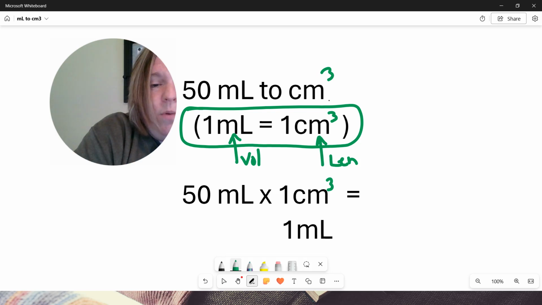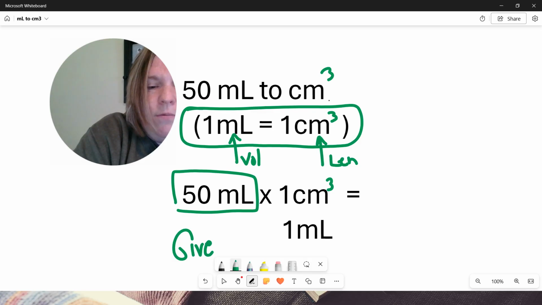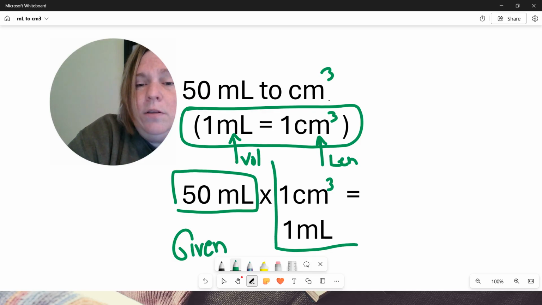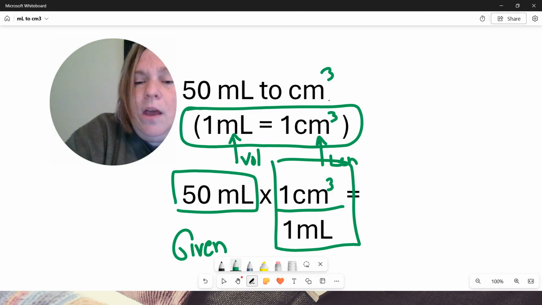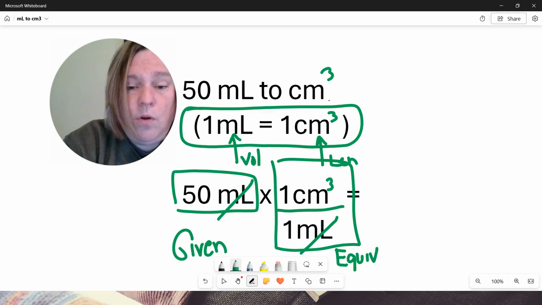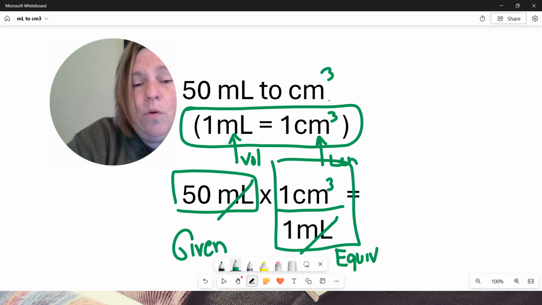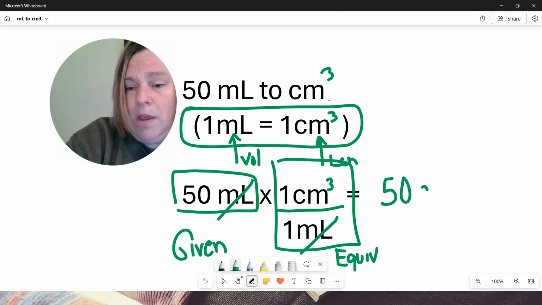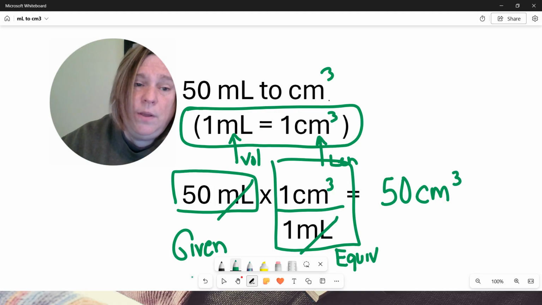It's pretty easy. We write our given down. So that's the first thing that we do. We've written the given down. Then we're going to multiply by the equivalency in such a way that the unit in the equivalency crosses out with the given unit. So they're on opposite sides of the division line. And of course, if I take 50 times 1 divided by 1, I get 50, but now my unit is in centimeters cubed. Good relationship to remember.